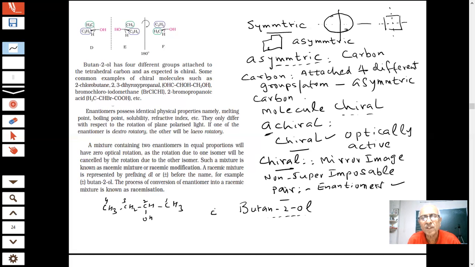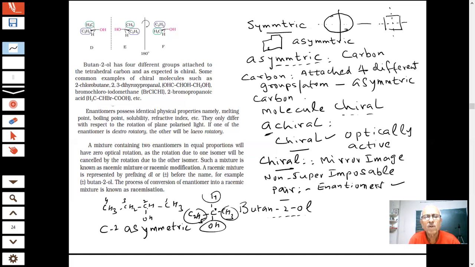So what is the story of this? How many groups are attached to this? 4. CH3, and this is C2H5. So this carbon has got 4 different groups. Are the groups same? How many groups? 4 different. This carbon number 2 is asymmetric.